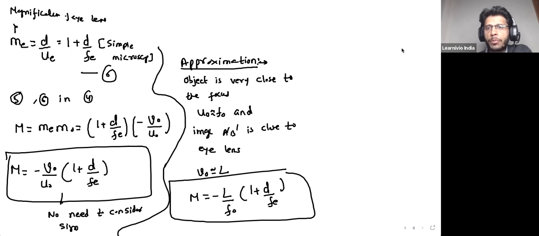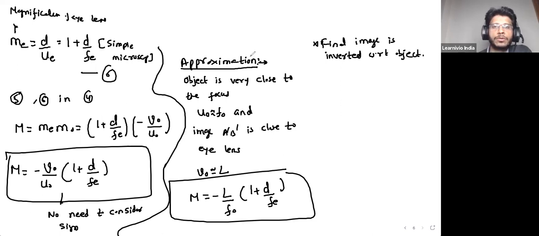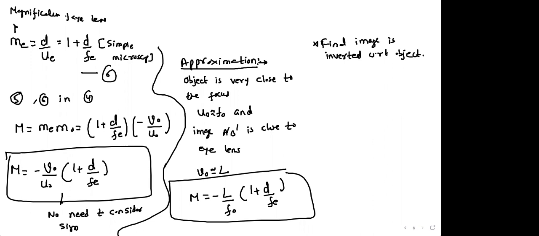There's one more thing about the compound microscope, and that is that your final image is inverted with respect to the object. That's why you are getting a negative sign here. This is the final approximation. Just note it down. Then we will do the second case: if your final image is at infinity, then what happens?